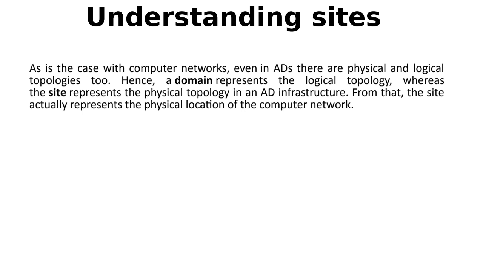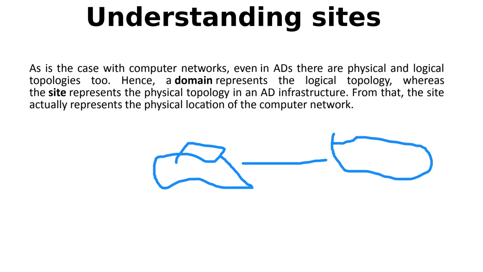So a domain represents the logical topology. The site represents the physical topology because they are connected. See these servers, they are connected with cables in that area, okay? And you need speed for them.